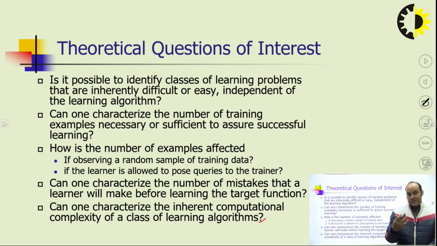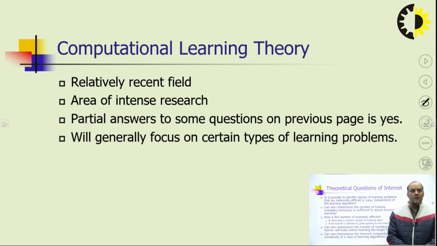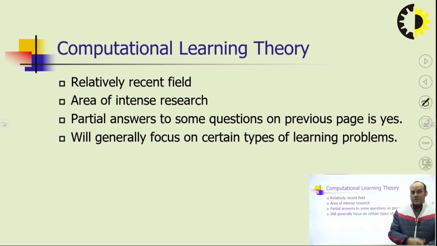Importantly, firstly, the question arises: what will be the size of the data set? How big is that data set, so that we can say my machine will generate efficient outputs? All these questions will be answered using computational learning theory. Computational learning theory is a relatively recent field. It is a very intense area of research. Partial answers to some of the questions that I have just defined can be given. So we have to elaborate those questions and see how we can find the answers.